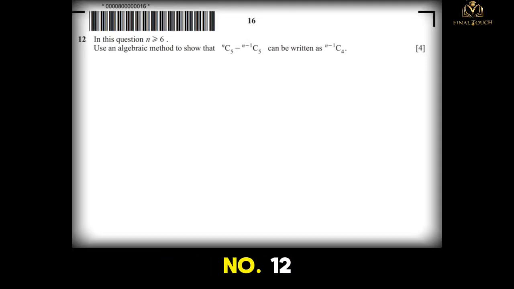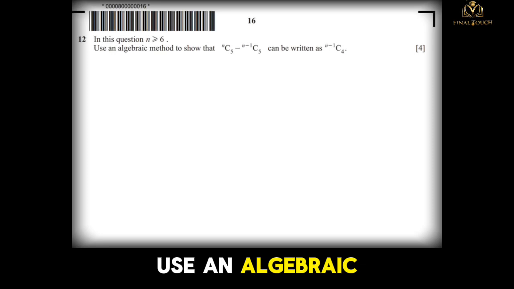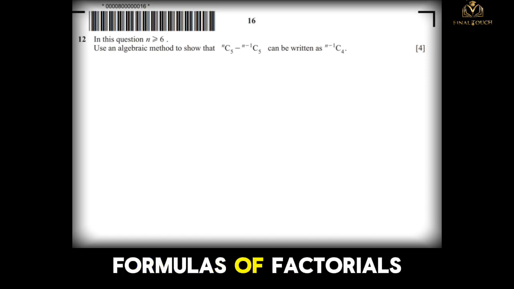So for question number 12, it tells us in this question, n is greater than or equal to 6. Use an algebraic method to show that this equation can be written as this one. Okay. So we'll just use the formulas of factorials.